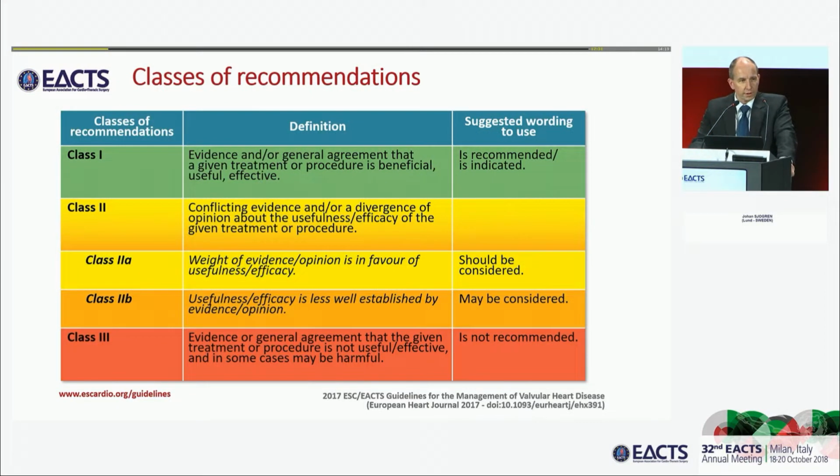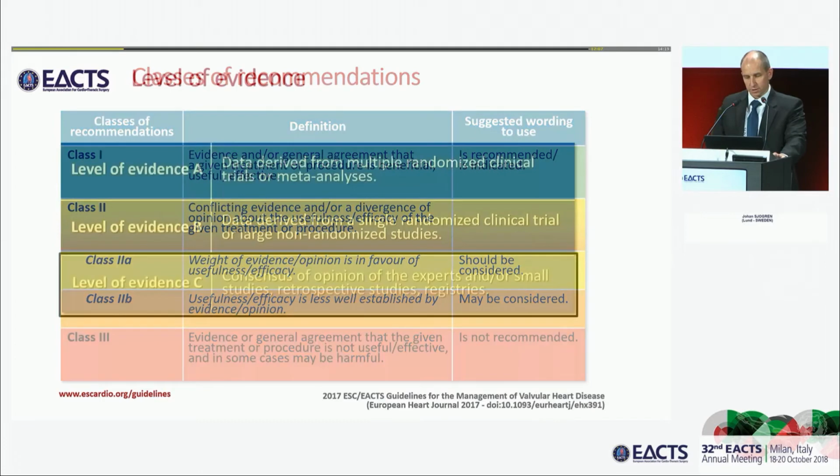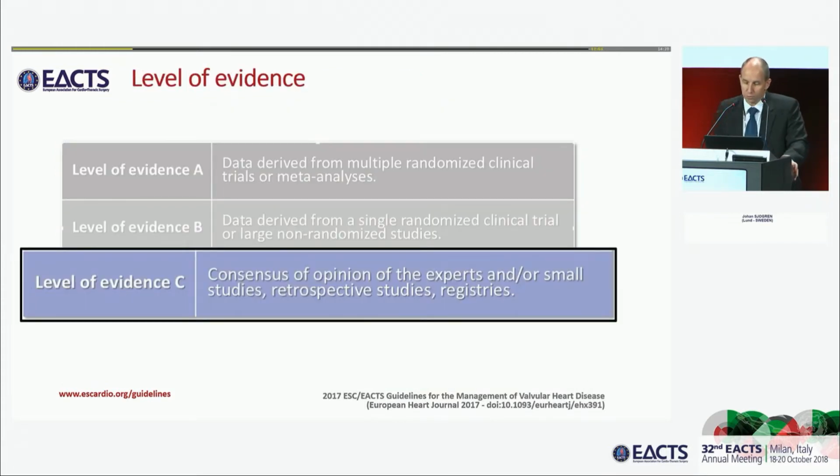You all have read the guidelines, and you know the European guidelines have a strict format when you produce them. There are classes of recommendations: class 1 for what we recommend, class 2 what should be considered or may be considered, and then class 3, not recommended. Besides that, there's also level of evidence. And when it comes to cardiac surgery, most of these evidences are level C. It's a consensus of the opinion of experts or small studies, retrospective studies, and registries.